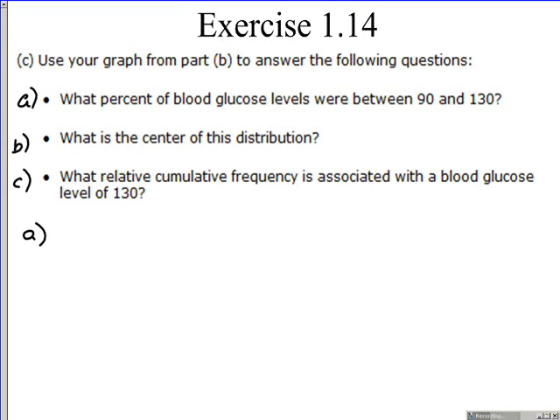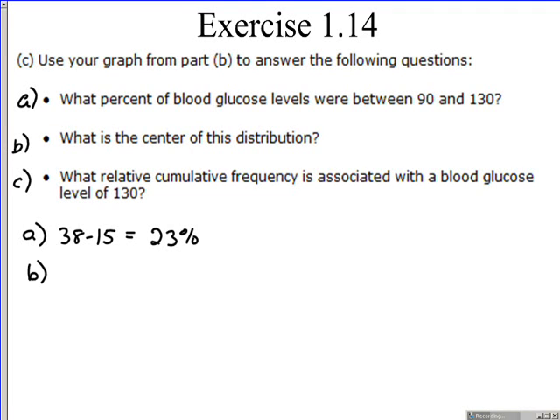So what percent is between 90 and 130? Well, 38 minus 15 is about 23%. So we can see from the ogive we can get that same information pretty easily.